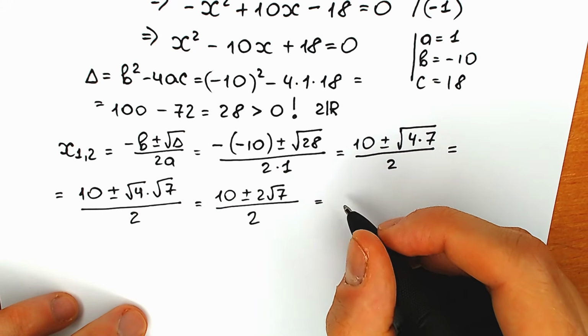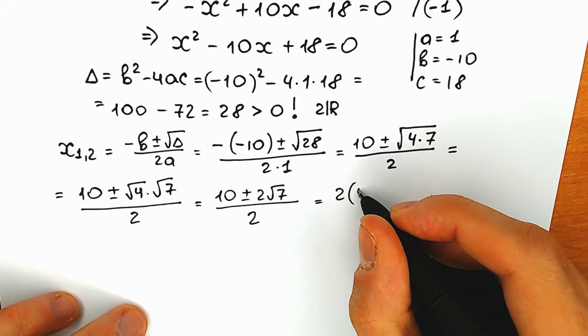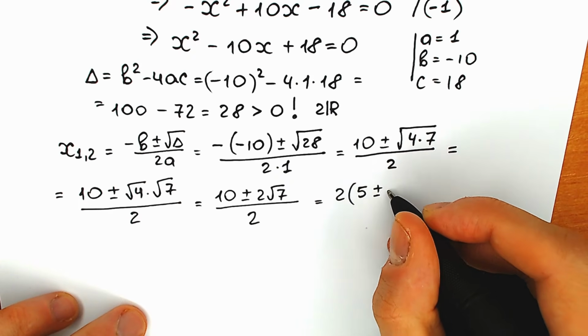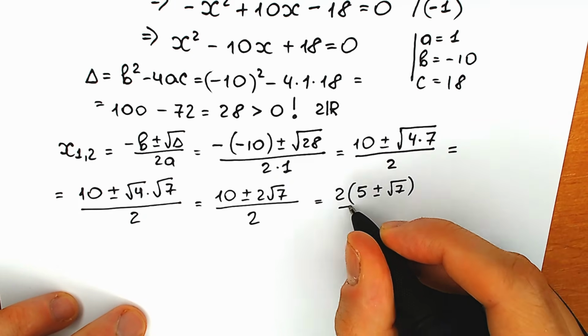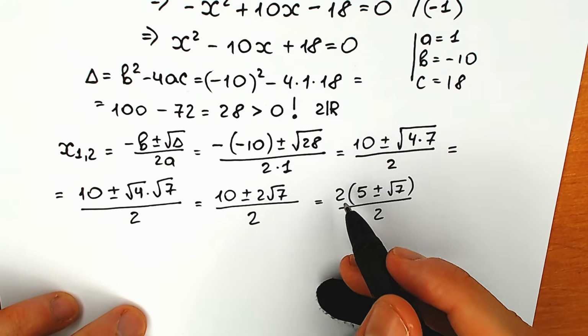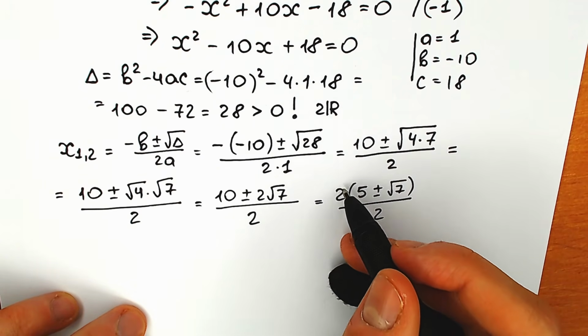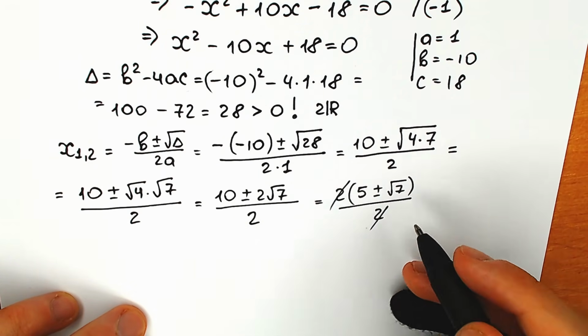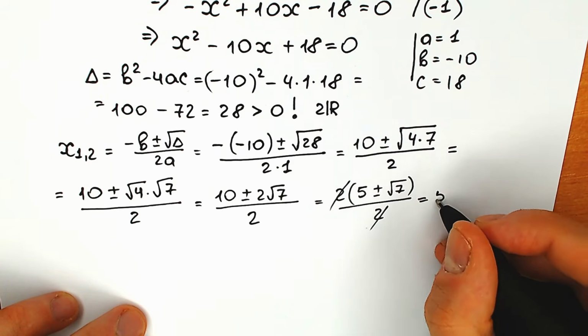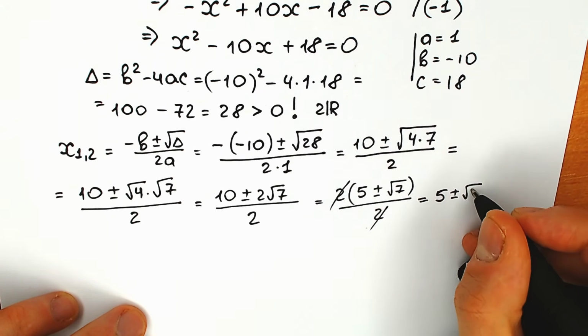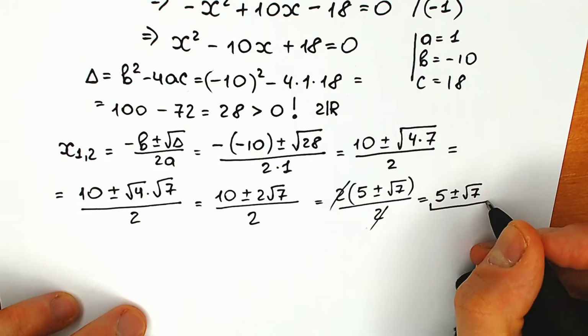So as a result, what do we have? We have 2, and in parentheses, we have (5 plus minus square root of 7) all over 2. And the final tricky move, and that's why we factor this 2 from our numerator. So we're going to cancel this 2 from the numerator and the denominator, and as a result, we have 5 plus minus square root of 7.